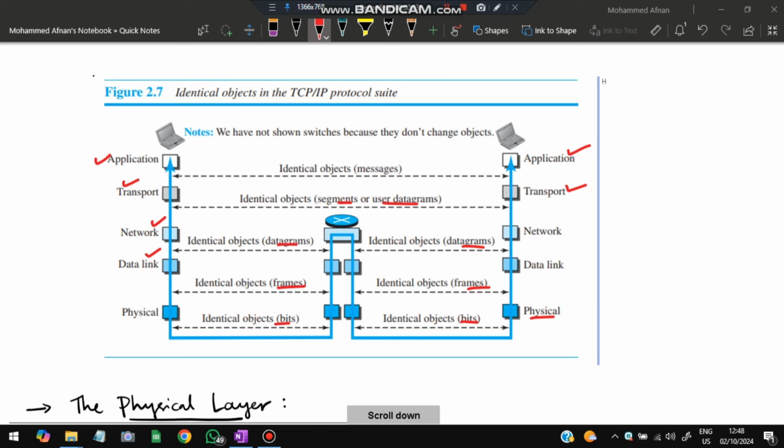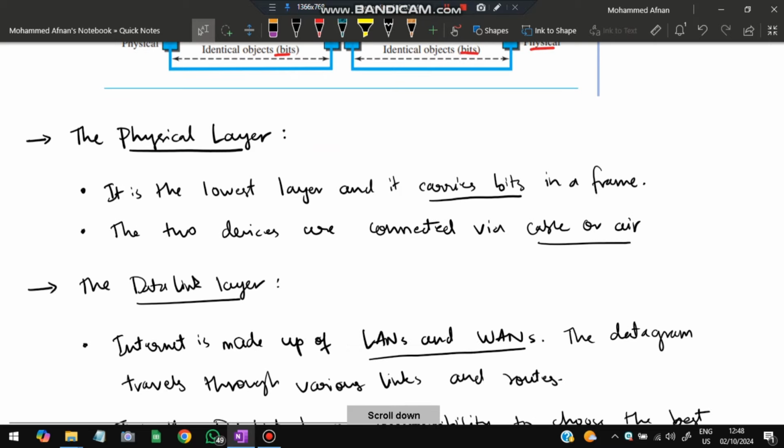Let's dive deep into the physical layer. It's a very important concept. So what is the physical layer? It is the lowest layer and it carries bits. Okay, it carries the bits like zeros or ones in a frame, and the two devices are connected via cable or air. Okay, wire or wireless.